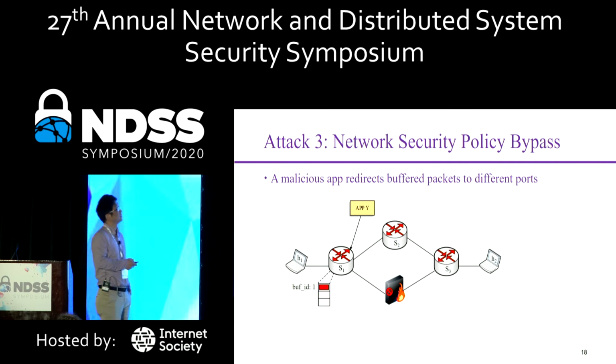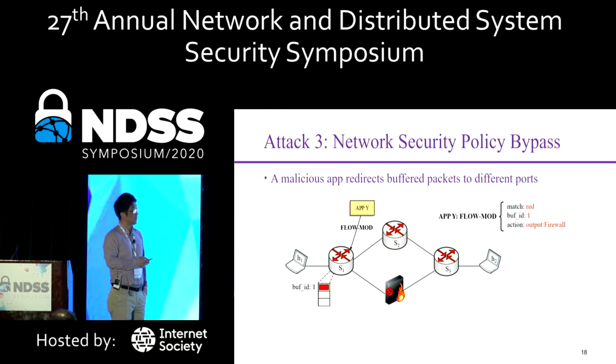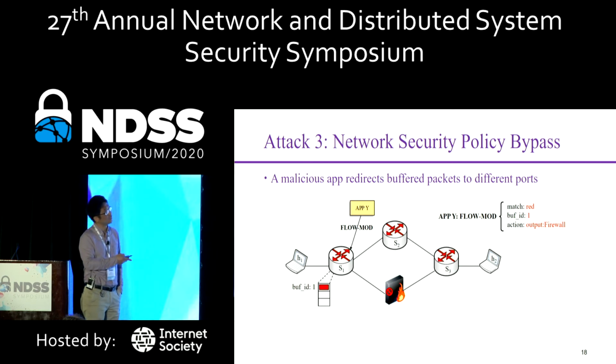The third attack tries to bypass a security mechanism, for example, the firewall. Originally, there's one packet for application Y. In this flow mod, I will say, you need to output this packet, go through the firewall.